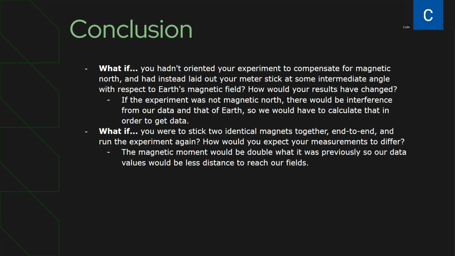What if you were to stick two identical magnets together end to end and run the experiment again? How would you expect your measurements to differ? The magnetic moment would double what it was previously, so our data values would reach the same field strengths at a greater distance.